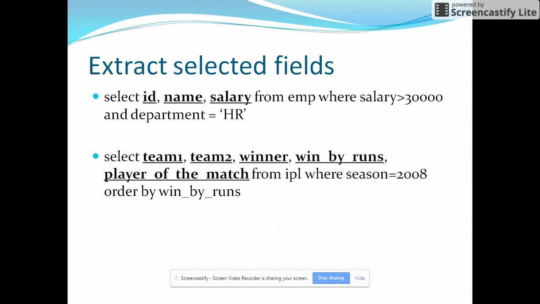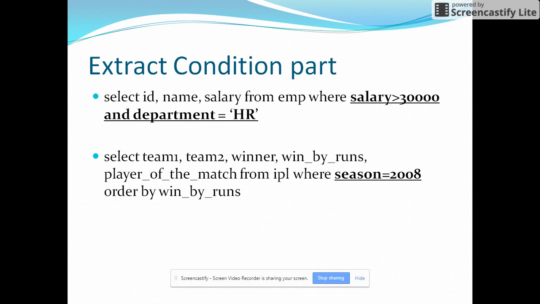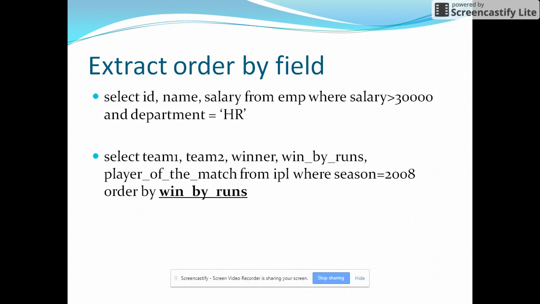Similarly, I want to extract the condition on which they are filtering the data. In the first example, salary is greater than some amount as well as department equal to HR, and in the second example, season equal to 2008. Then there is order by: sometimes I may need to display the records in ascending or descending order on a particular field. In this one I gave order by win by runs.